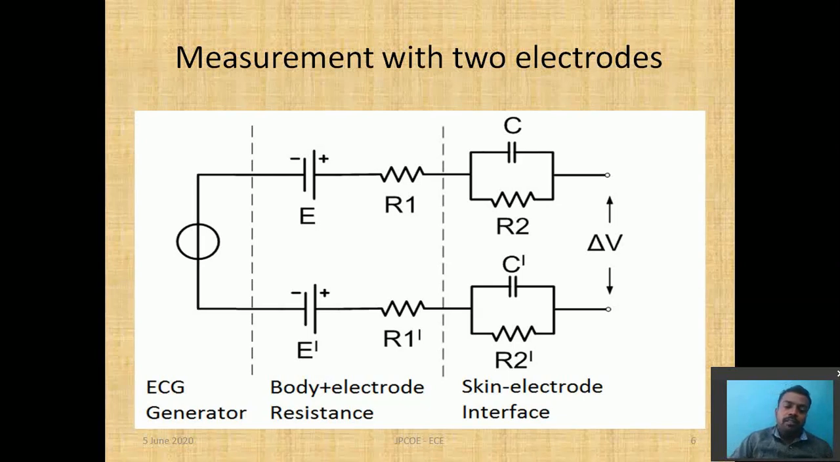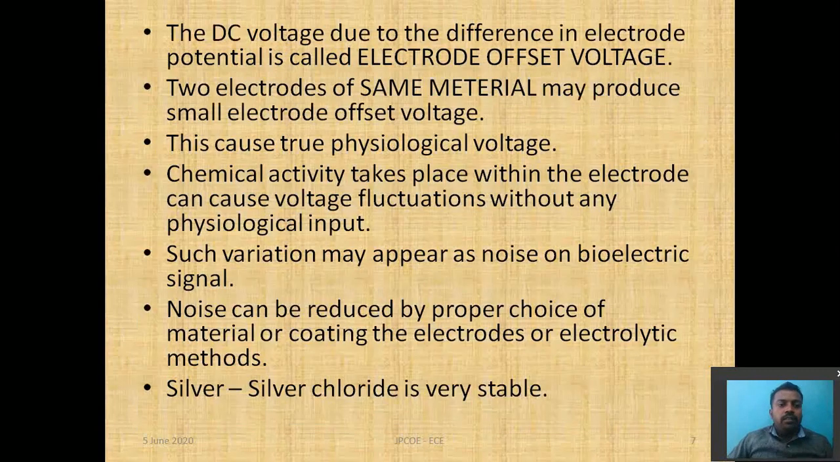In the same way, this is a reference electrode, and this is our main electrode, that is the active electrode. So the difference in biopotential voltage of these two electrodes is called the biopotential or bioelectric voltage. Then the DC voltage due to the difference in half-cell potential is called the electrode difference voltage.